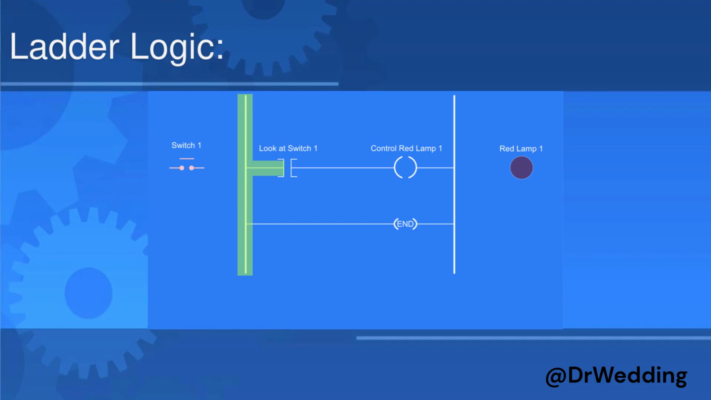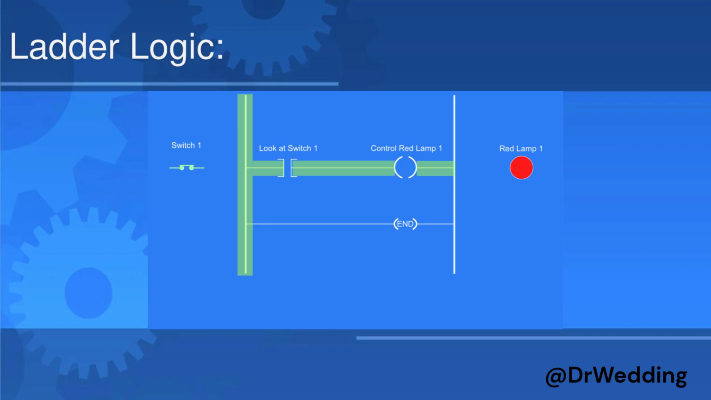When the momentary switch is pressed, the XIC command will pass the logical 1 on the left side of the command to the right side of the command. The logical 1 is fed to the OTE command, and because it is receiving a 1, it will turn on red lamp 1. So when the switch is pressed, the lamp will come on.